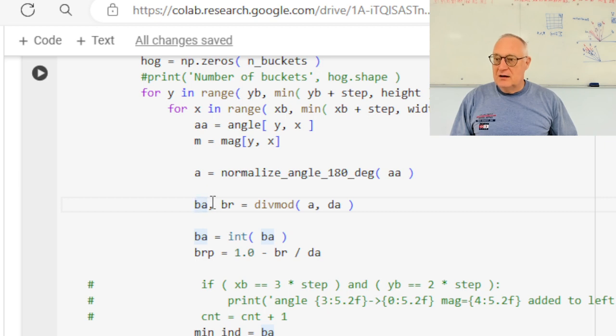So this is the angle of the bucket. This would be the remainder. This gives me the bucket that we're interested in. This would be the contribution to the current bucket.